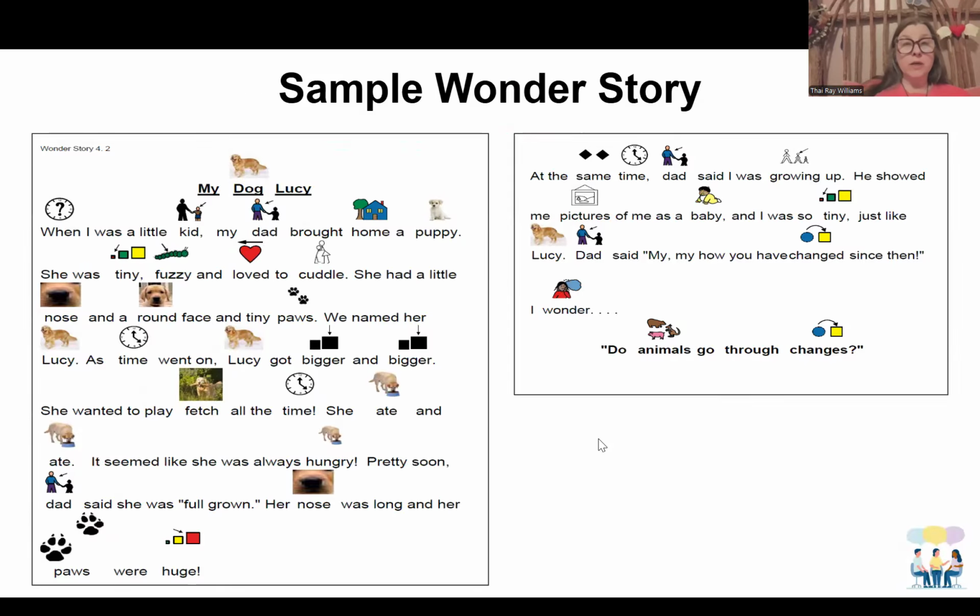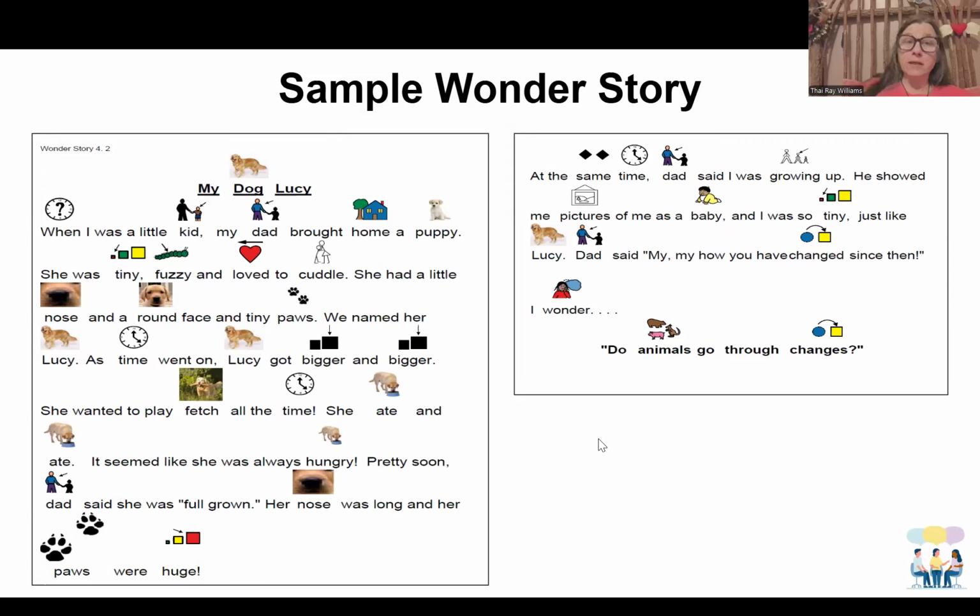And I'll show you. So here is the one that we looked at earlier, and I have the whole thing now, so I'm going to read back over it. But this is the whole wonder story, and this is one that a teacher would write. And if you notice, this wonder story is picture supported. So if you have a student that needs picture supports, then I need you to write a wonder story that has those picture supports built in. So let's look at a sample of a wonder story.